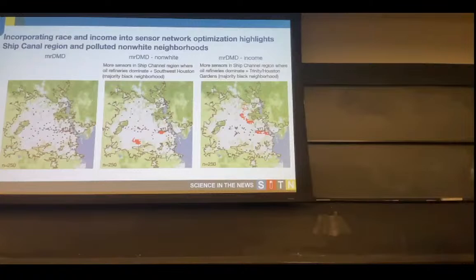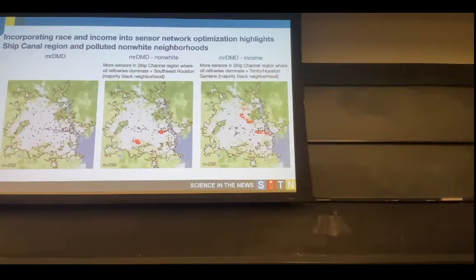Different neighborhoods also pop out that are not captured within this optimization on the left. This neighborhood in Southwest Houston is actually upwind of a power plant that's out of view down here. And similarly, Trinity Houston Gardens, a majority Black neighborhood, is picked out from this optimization but is otherwise under-monitored, with very few monitors on the air pollution alone network.